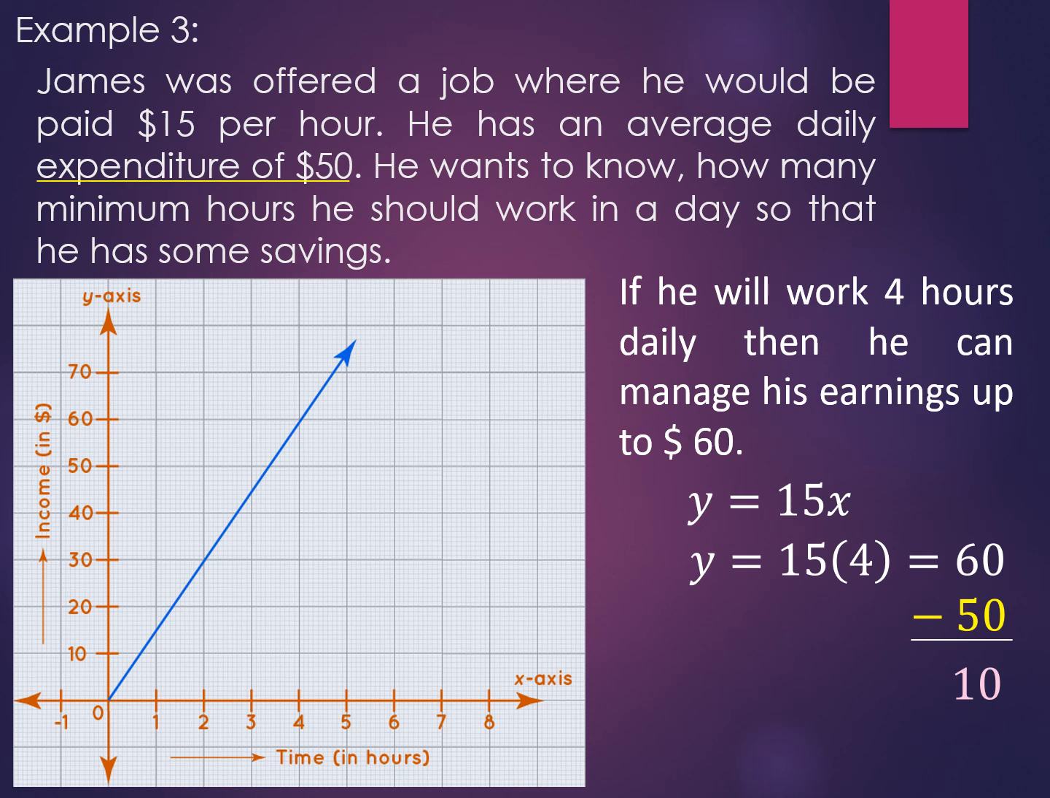So from here, we can say that James will need to work at least 4 hours a day to save some savings. Why I didn't choose 5? Because it says here minimum. The minimum hours. It is the least hours that he can work to save money. Okay? So this is the savings. So savings equals $10. And the minimum hours that he can work is 4 hours.